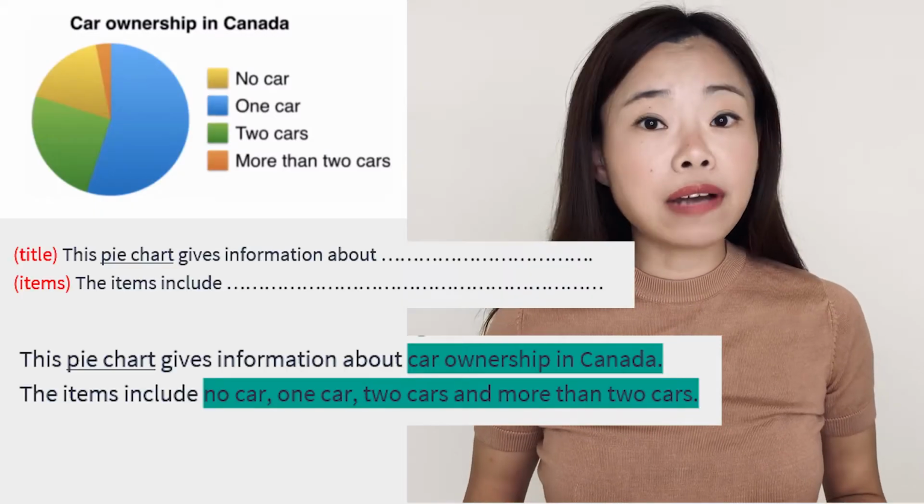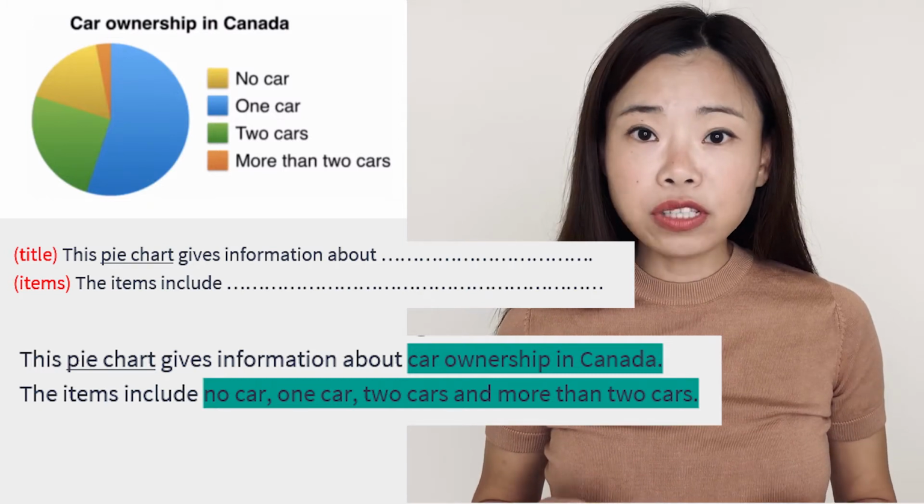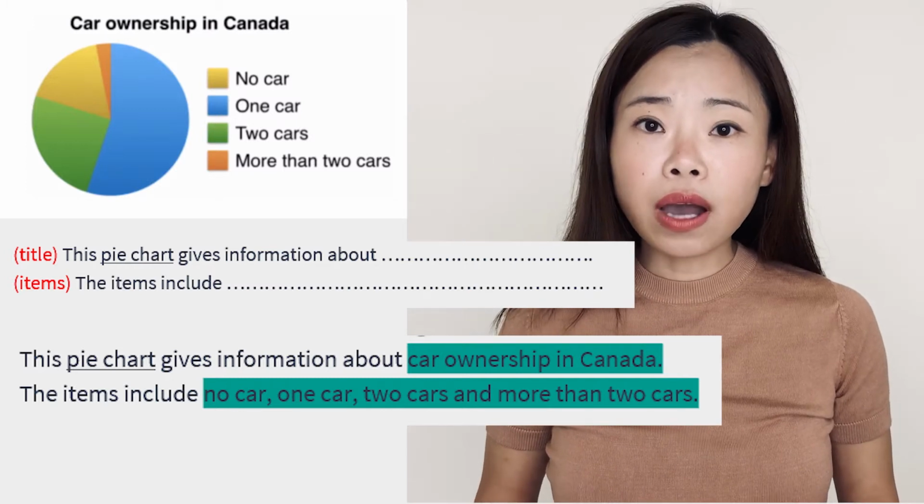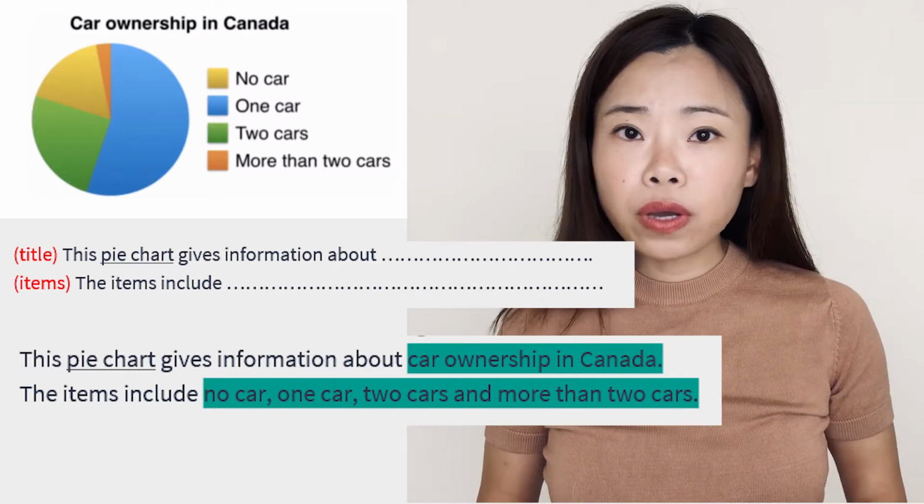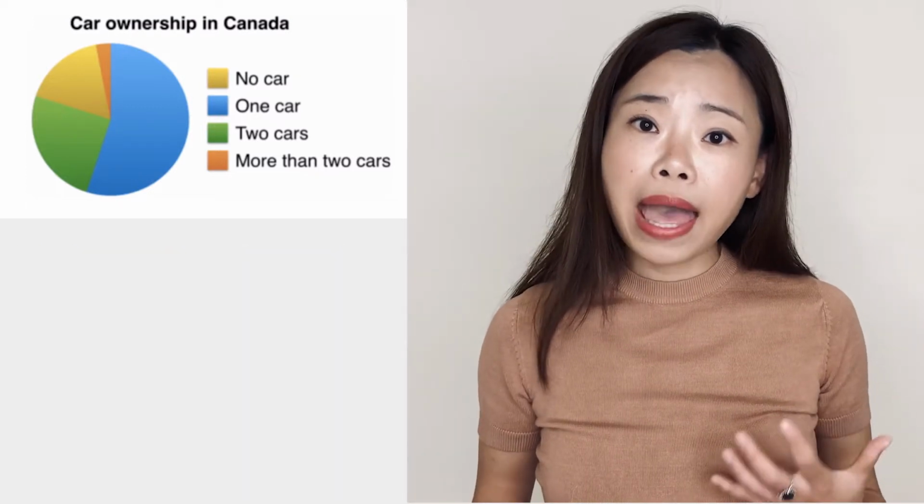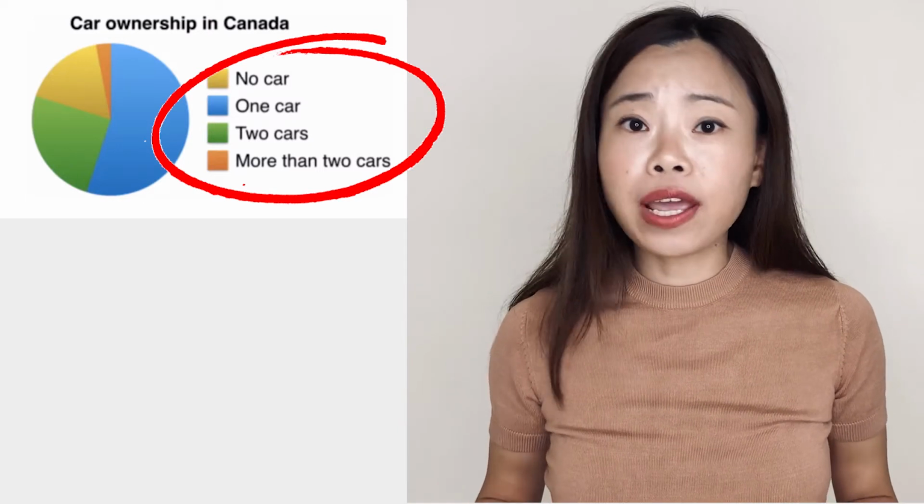So for this graph, I would say, this pie chart gives information about car ownership in Canada. The items include no car, one car, two cars, and more than two cars. For some graphs, you may have more than 4 items here. You only need to pick any 3 of the items.